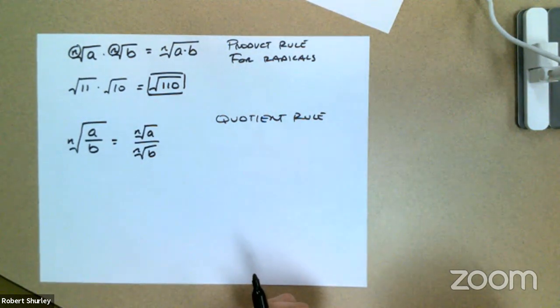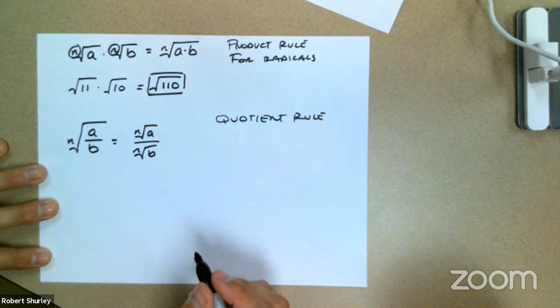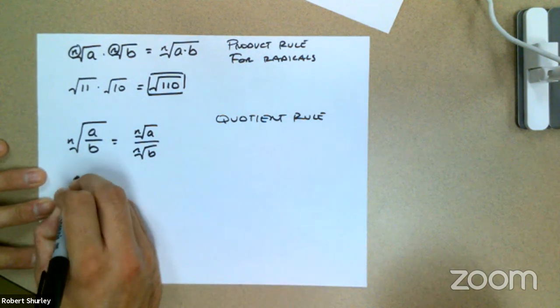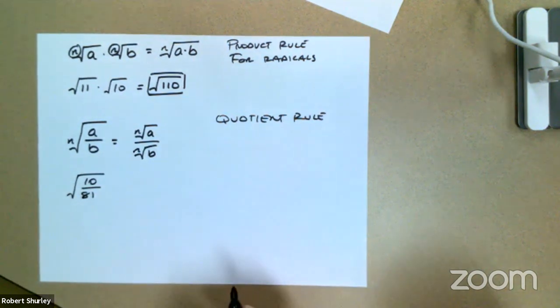So let's see. Let me look at an example they're going to give you. Now they kind of do this. Oh no, they don't do it backwards. They do it that way. So this is like number 14 in your book. Number 14 says, what's the square root of 10 over 81?